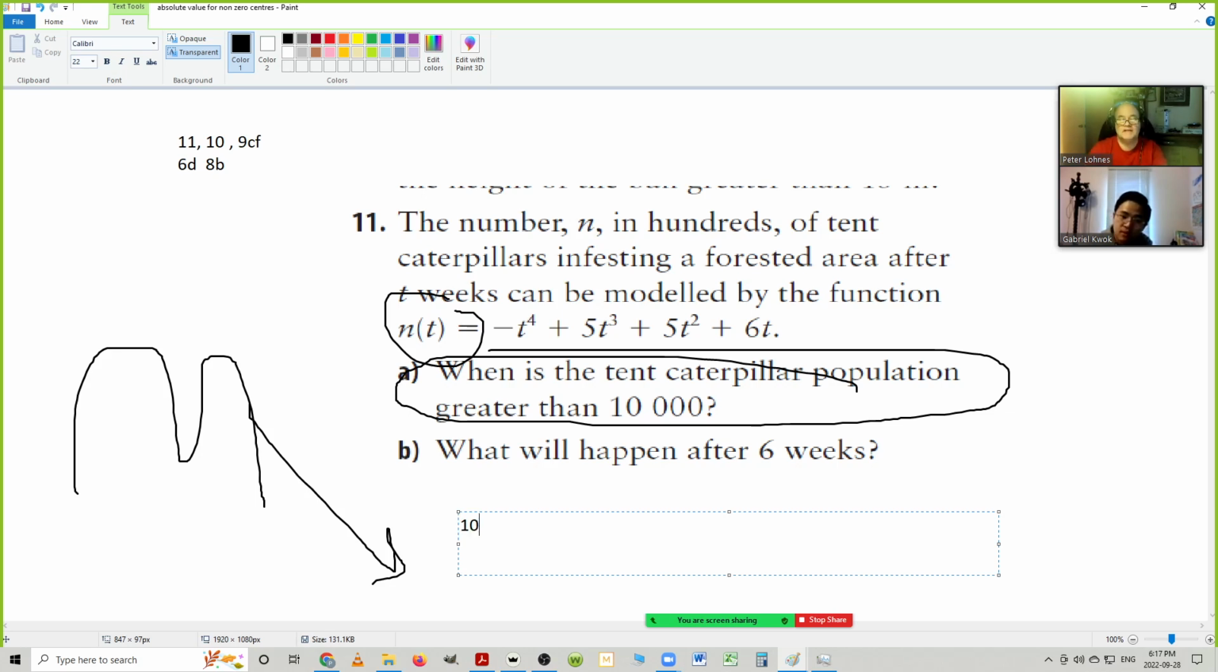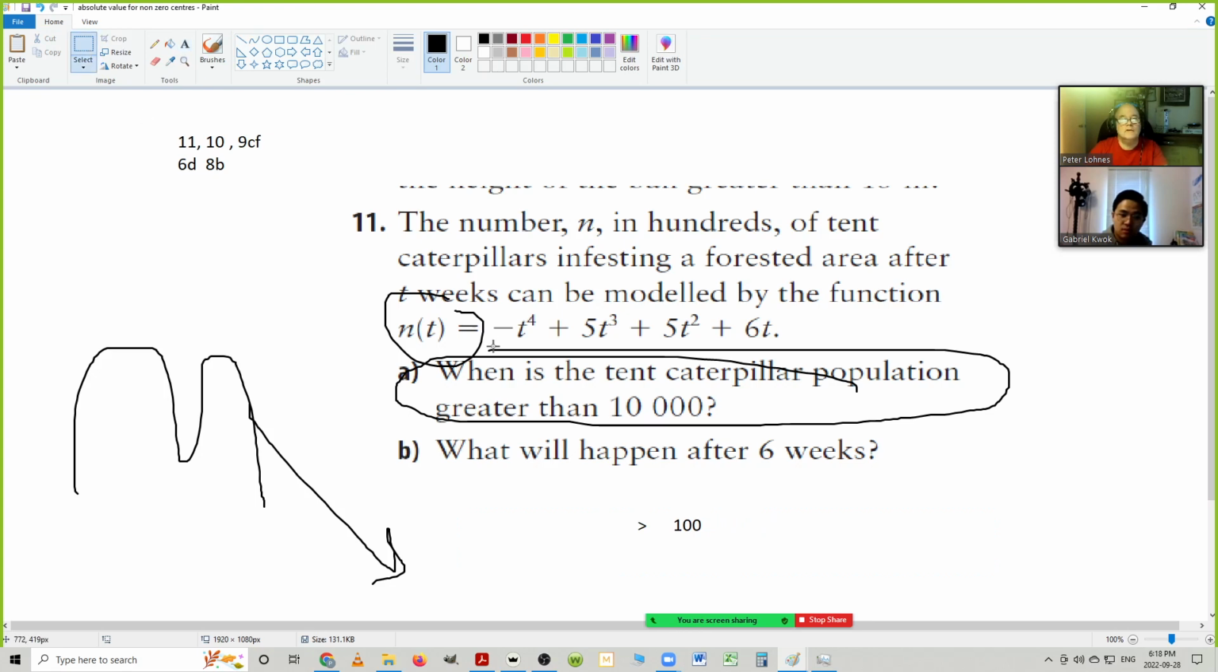So they gave us 10,000, and n is in hundreds, so I've got to take 2 zeros off. We put that on the side of the question, smaller than, and we say, when is the tent caterpillar population greater than 10,000? So 100 smaller than, and we put the equation on the left, right? Okay. What do I do next to solve it? I've said you can't solve equations that are set equal to a number.